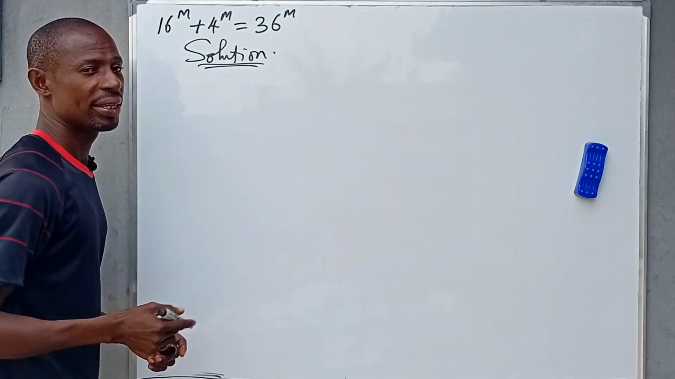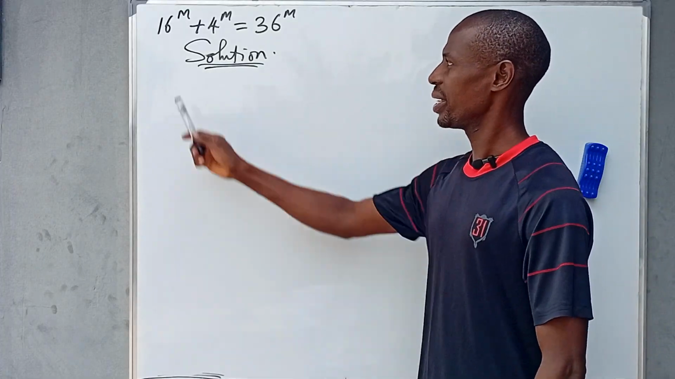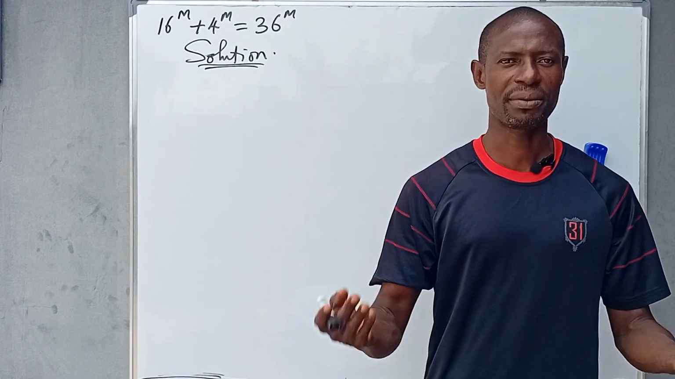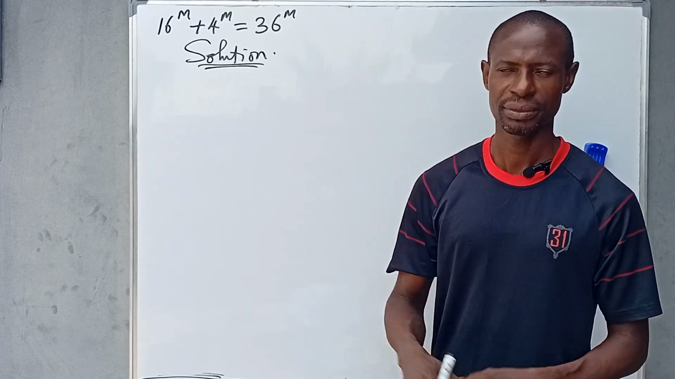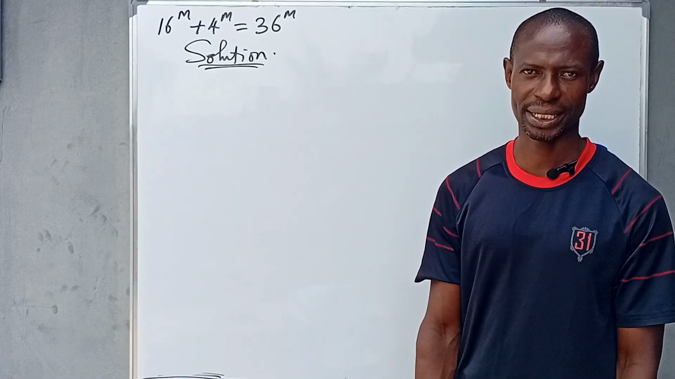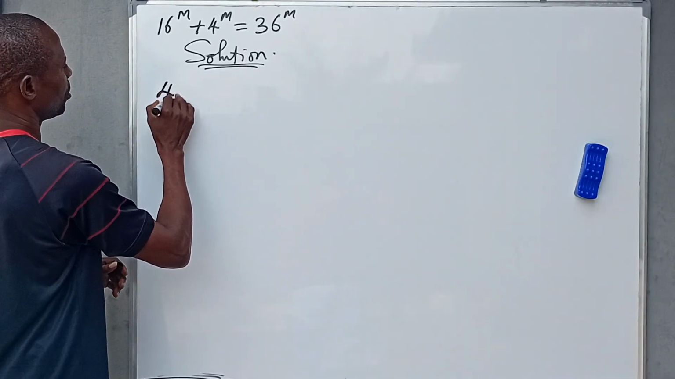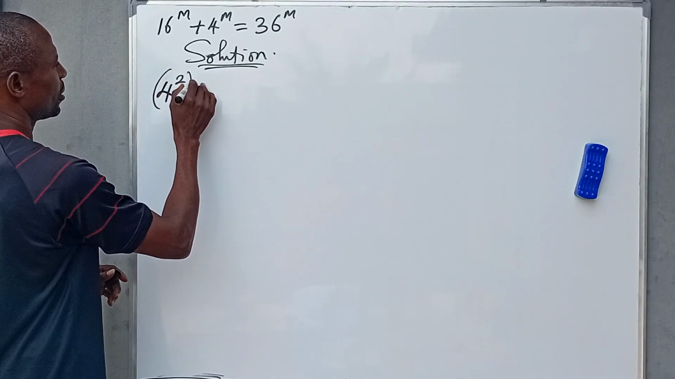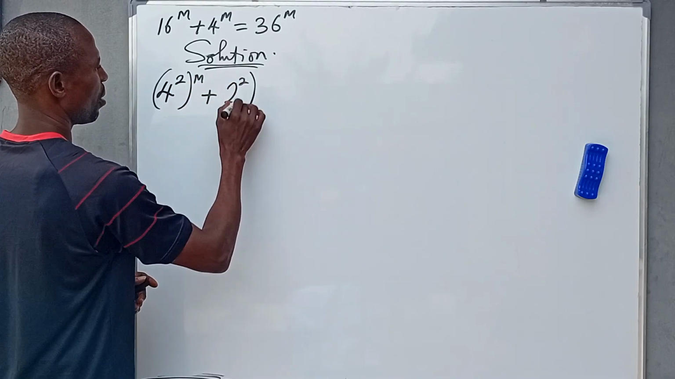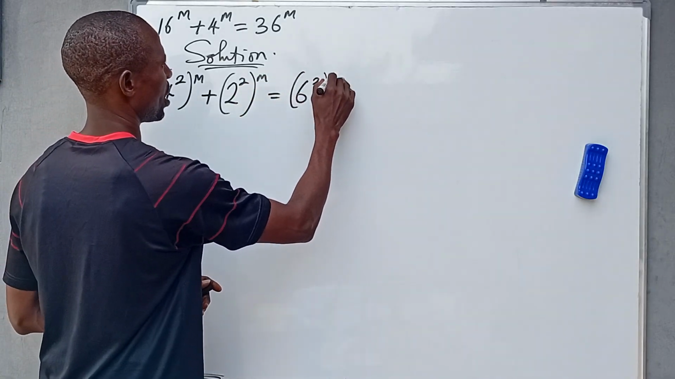Now, if you check all the quantities here, you discover that they are all perfect squares. 16 is a perfect square, 4 is a perfect square, and 36 is a perfect square. So we can rewrite 16 as 4 to the power of 2, 4 as 2 to the power of 2, and 36 as 6 to the power of 2. Rewriting this gives us (4 to the power of 2) raised to the power of m, plus (2 to the power of 2) all raised to the power of m, equals (6 to the power of 2) all raised to the power of m.